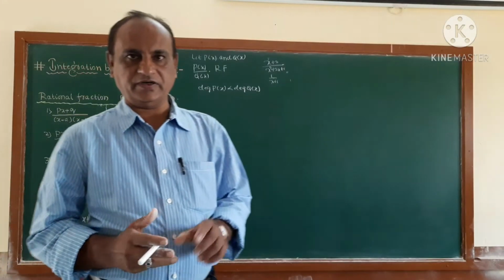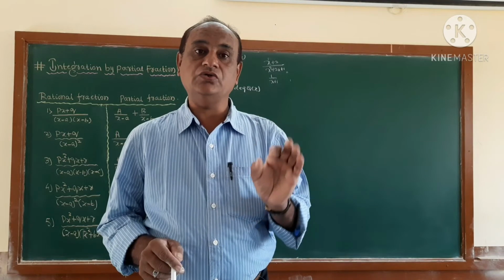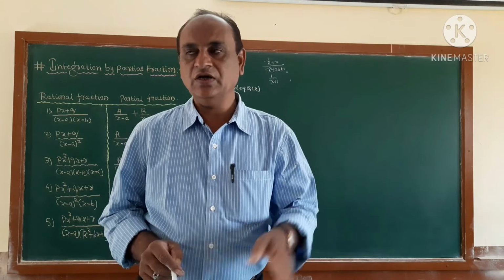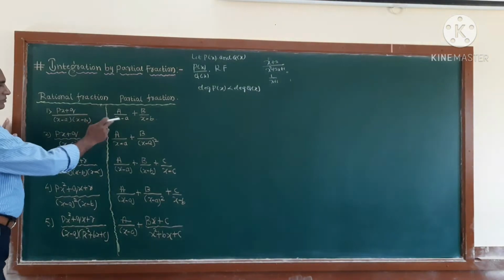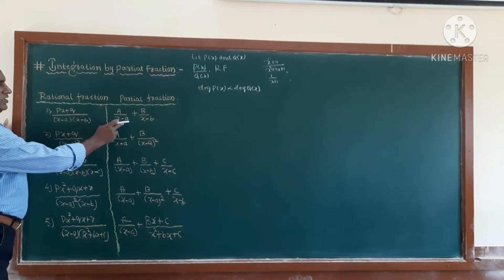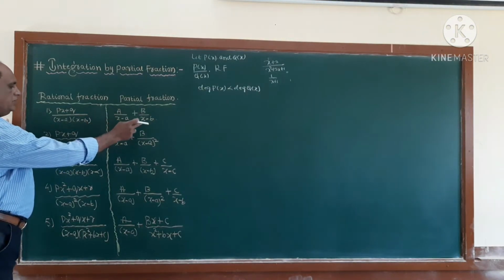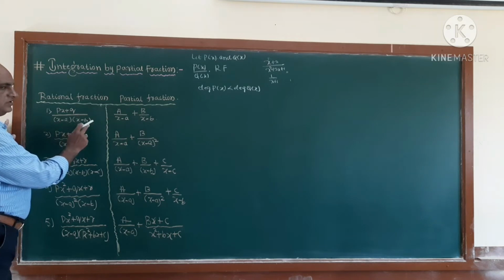In this case, how do we suppose the partial fraction? Suppose A divided by the first factor, x − a, plus B divided by the second factor, x − b.